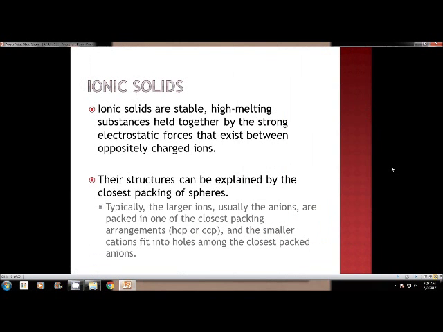Ionic solids are stable, they have high melting points, and their substances are held together by very strong electrostatic forces, the ionic bond that exists between the oppositely charged ions. Their structures can be explained by close packing spheres, like we saw before. Typically, the larger ions, usually the anions, are packed in one of the closest packing arrangements, and then the smaller cations fit into the holes among the closed packed anions.